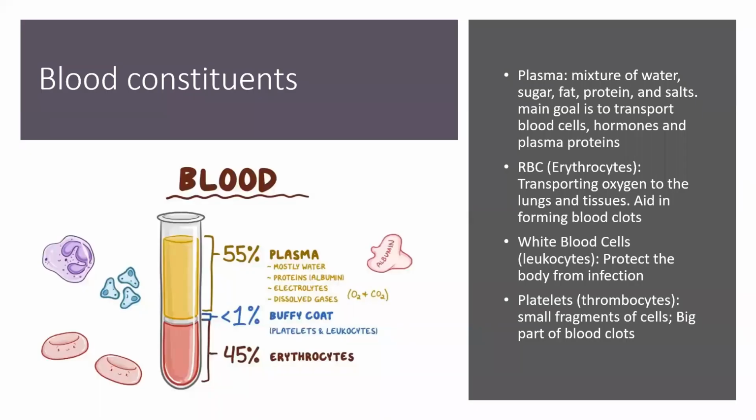Here are the constituents of blood. Blood is composed of mostly plasma, 55% of it. Most of that plasma is water. There are some proteins, mainly albumin, which we'll talk about later on. Albumin is very big for maintaining blood pressure and such. We have electrolytes, and we have gases: oxygen, carbon dioxide, as well as nitrogen.